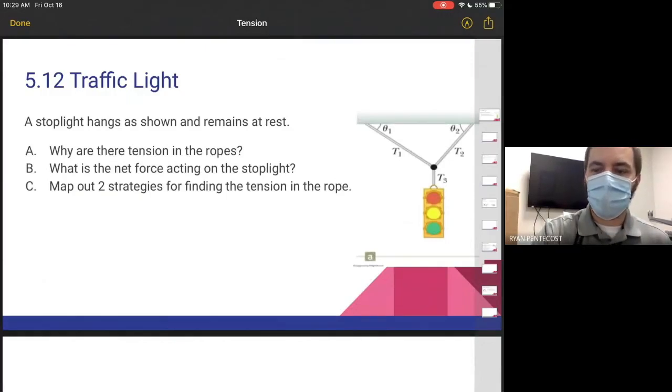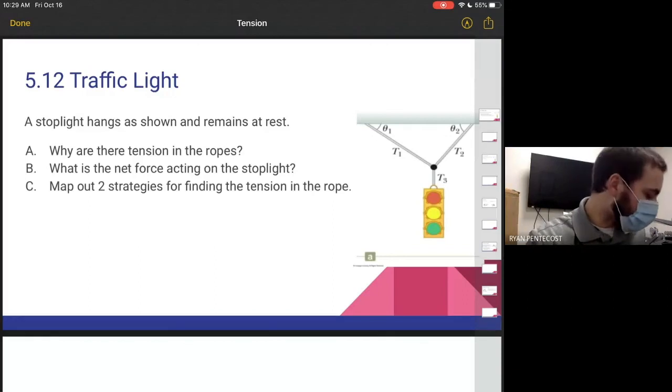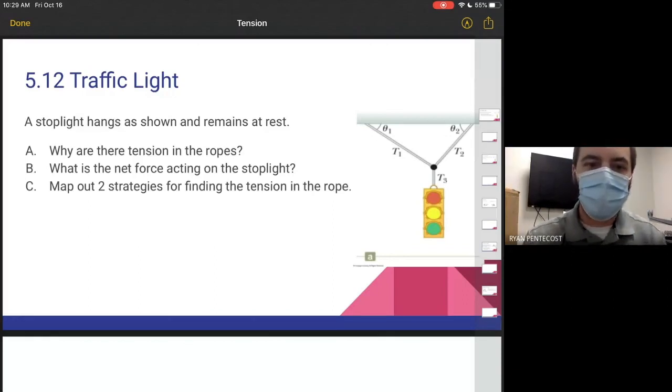Hi, everybody. Today we are talking about tension and how tension is going to play a role in our force problems. So we start off with a traffic light. A stoplight hangs as shown and remains at rest. So why is there tension in the ropes?